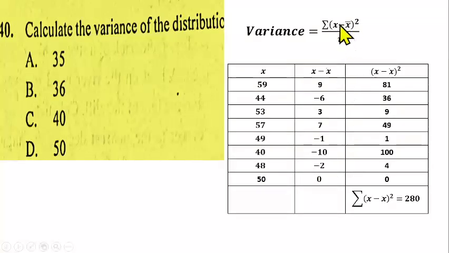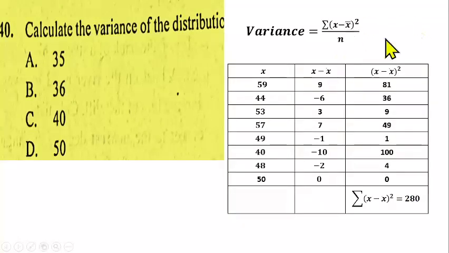So we are now to square this deviation. We have to square it. You have (x minus x bar) squared. So 9 squared gives us 81, minus 6 squared is 36, 3 squared is 9, 7 squared is 49, minus 1 squared is 1, minus 10 squared is 100, minus 2 squared is 4. Then we are now to sum it together. Adding this together gives us 280.